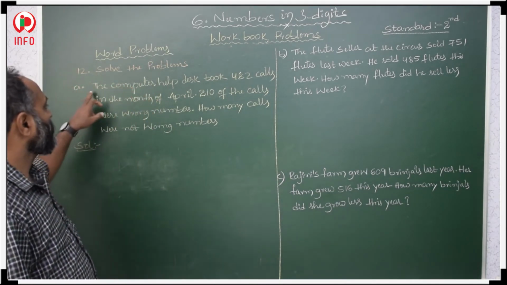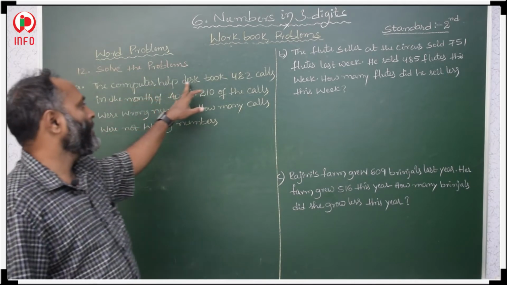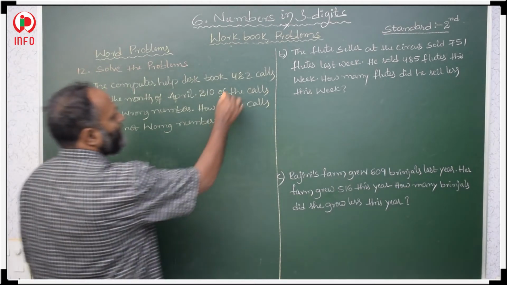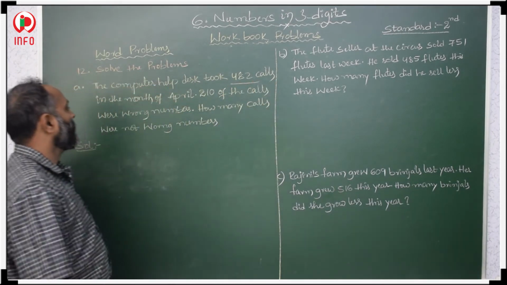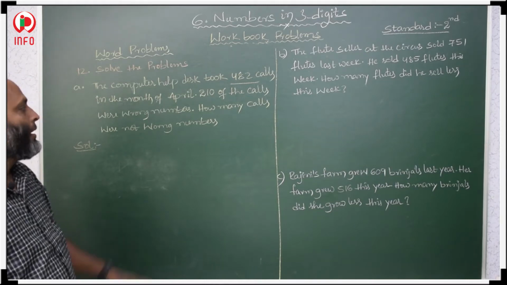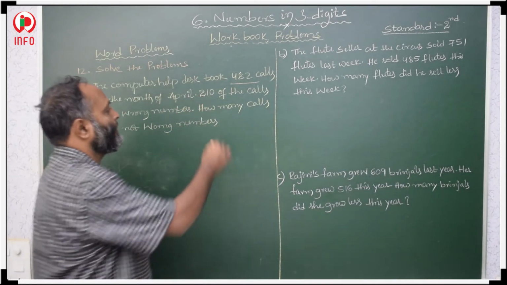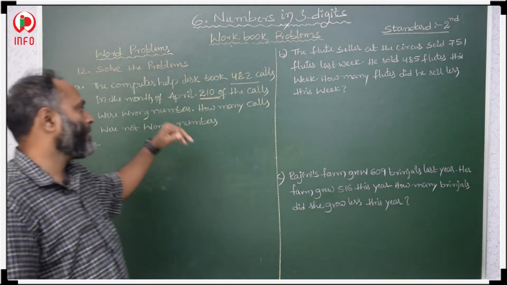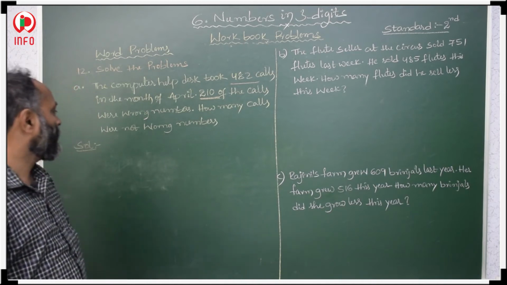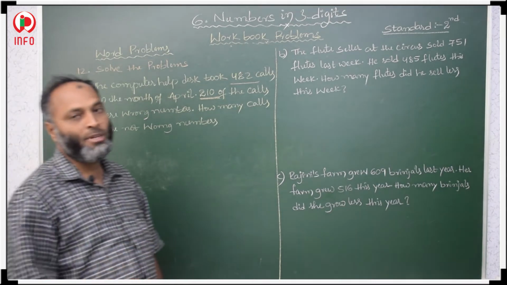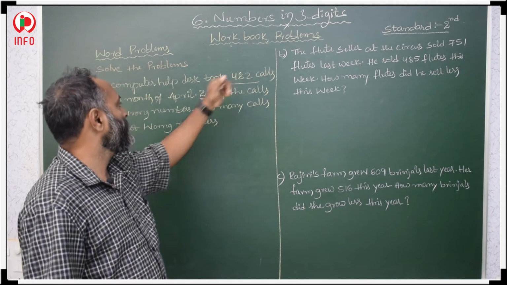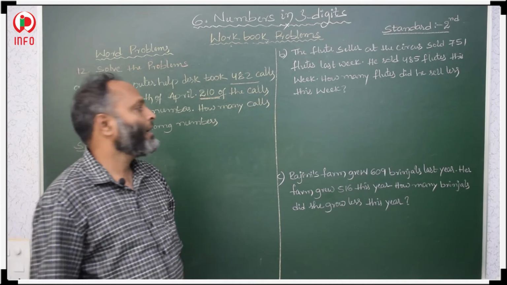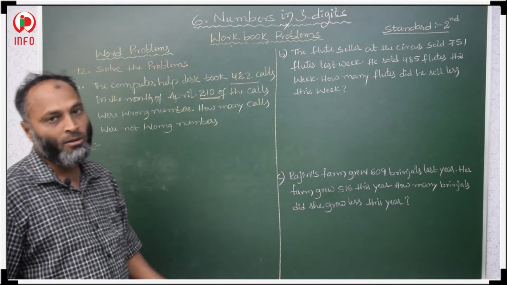Now here the first question: the computer help desk took 482 calls in the month of April. Then 210 of the calls were wrong numbers. So these many are wrong numbers. How many calls were not wrong numbers? Means correct numbers we have to find. Total this many calls they took, then this many wrong calls, then how many calls are not wrong, means correct calls.